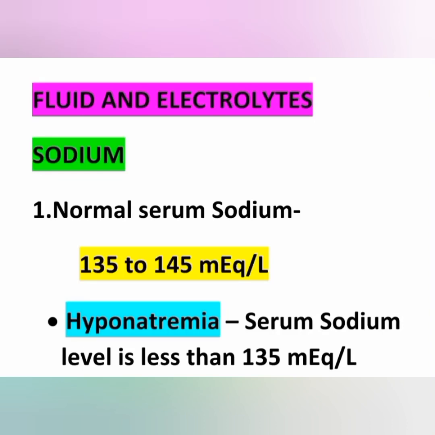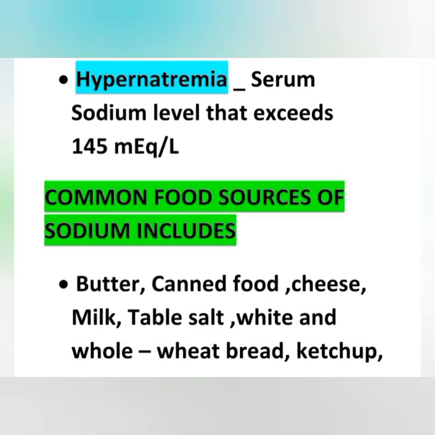Today's topic is fluid and electrolytes, mainly electrolytes. First one, sodium. Normal serum sodium level is 135 to 145 milliequivalent per liter. If the serum sodium level is less than 135 milliequivalent per liter, it is called hyponatremia. If the person is getting hyponatremia, we can administer IV solution of sodium chloride.